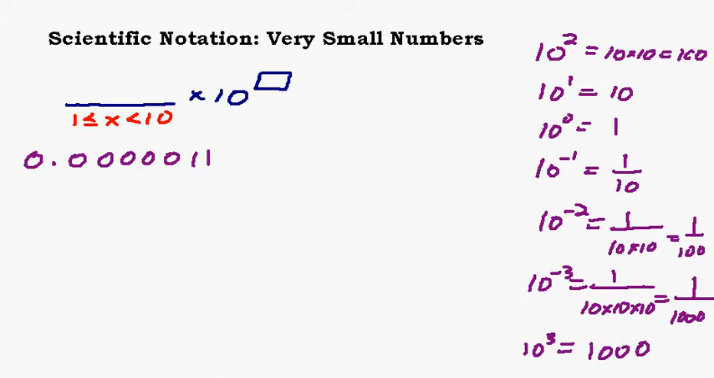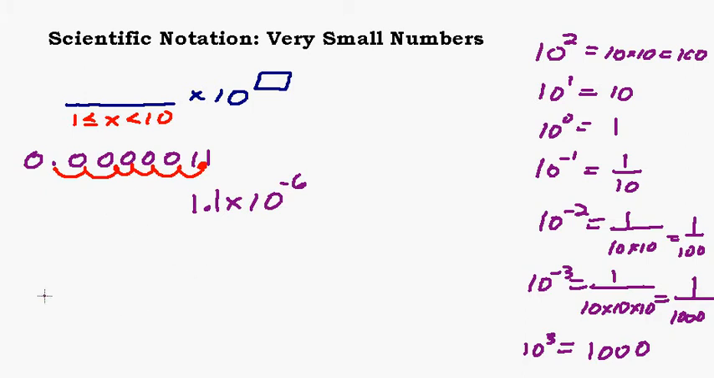Okay, so how many places? 1, 2, 3, 4, 5, 6. Stop. You're always going to have just one non-zero digit to the left of the decimal. So that would give me 1.1 times 10 to the negative, however many places I moved it, 1, 2, 3, 4, 5, 6. 1.1 times 10 to the negative 6.